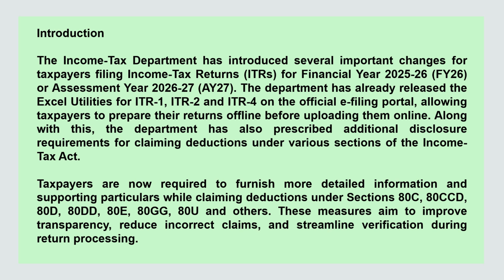Taxpayers are now required to furnish more detailed information and supporting particulars while claiming deductions under Section 80C, 80CCD, 80D, 80DD, 80E, 80GG, 80U, and others. These measures aim to improve transparency, reduce incorrect claims, and streamline verification during return processing.